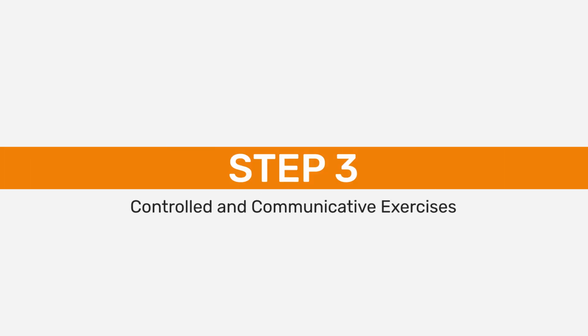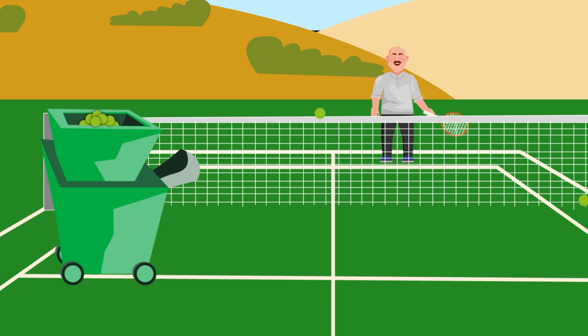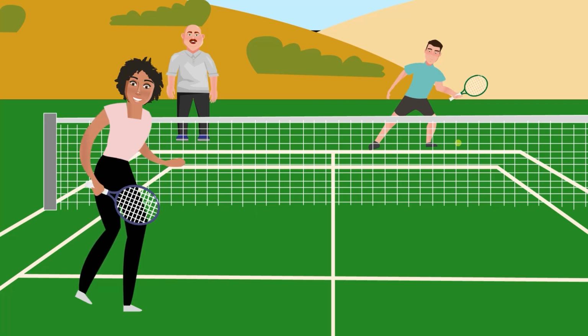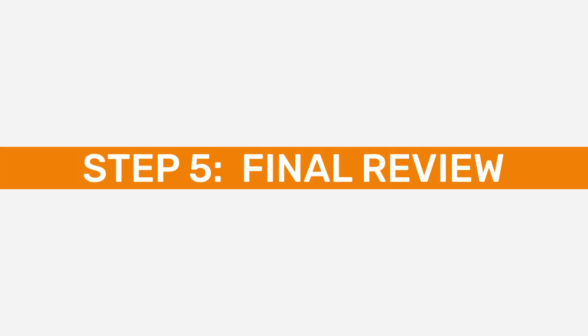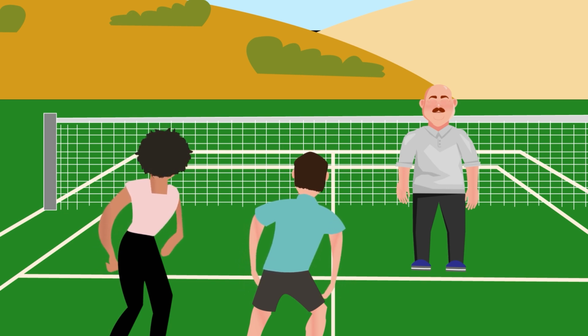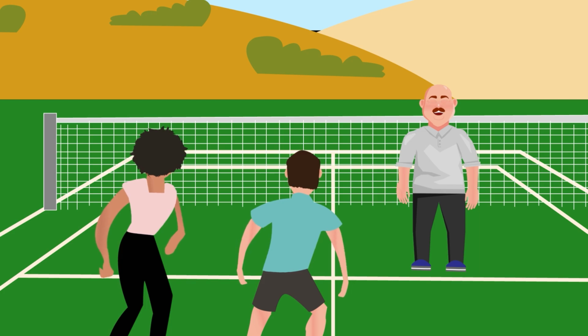Step 3. Controlled and communicative exercises. After, you will do some forehand drills, which is step 3, controlled and communicative exercises. Step 4, production task. Then you will play a game where you demonstrate what you learned, which is step 4, production task. Step 5, final review. And then, at the end of the game, the coach will tell you what you need to work on, which is step 5, final review.